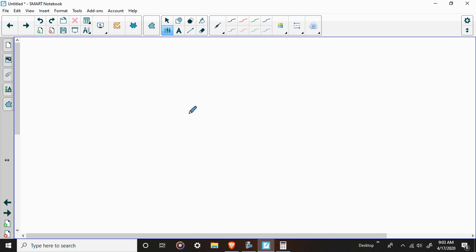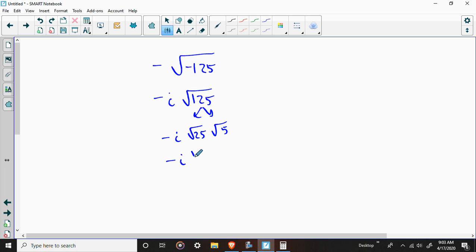If I said negative square root of negative 125. Well, what do we know? First of all, let's just go ahead and take out the i and get rid of that negative, and that'll leave you an easier problem. What do we got? Square root of 25 times the square root of 5. So negative i, the square root of 25 is 5. And that's just a little bit of housekeeping. We don't write i5, we write negative 5i. Remember, it's all multiplication, so we can write it in whatever order we want.